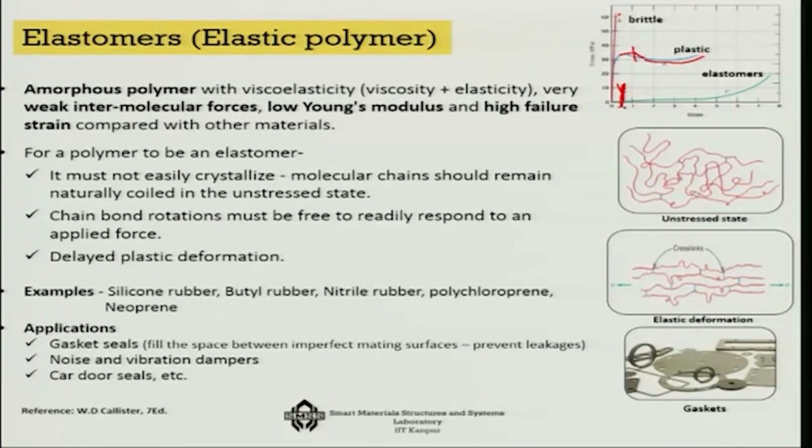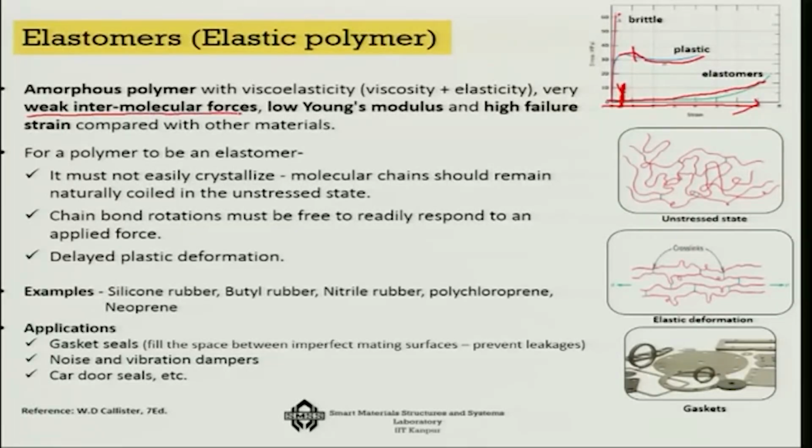The elastomers on the other hand, they actually remain elastic. That means if you unload it, it will trace the same path, but they can take a very large deformation. So they remain elastic even though in a highly non-linear manner, and they can take up a very large strain. So naturally whenever we talk of elastomers, what comes to our mind are the rubbers, for example. They have very weak intermolecular forces, low Young's modulus and high failure strain. That high failure strain is very important for them.